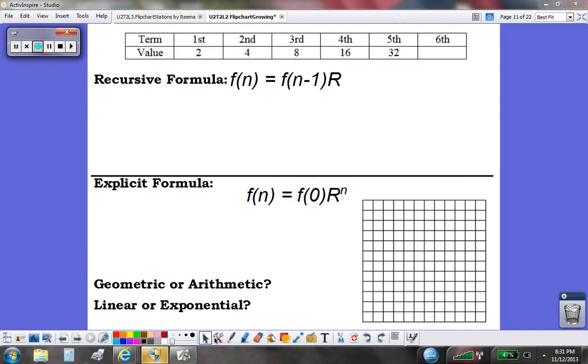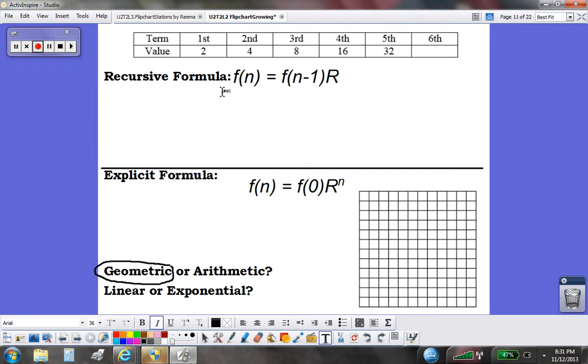So we can call this a geometric sequence. And remember, a geometric sequence is something that is increasing through multiplication. Okay, and the number that we're multiplying to get to the next term we call the common ratio. So in this case, 2 times what gives you 4, 4 times what gives you 8. So the common ratio would be 2.